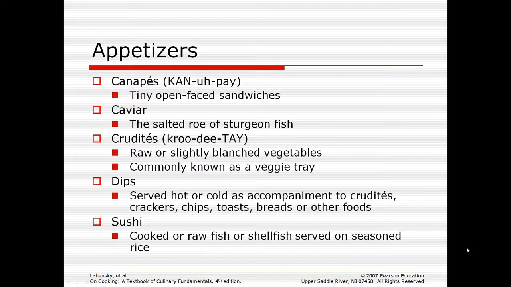Caviar, which is the salted roe of sturgeon fish, and if you don't know what roe is, that is fish eggs. There's crudité, which is raw or slightly blanched vegetables. All of you have probably had this. It's commonly known as a veggie tray, but the French word for that is crudité.